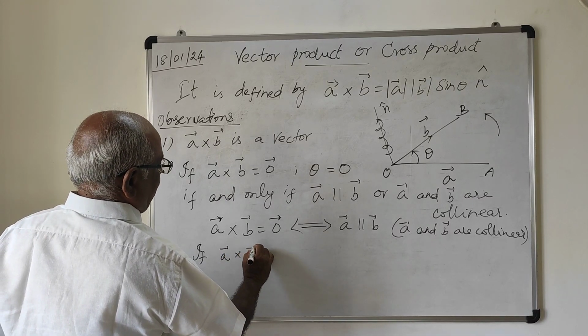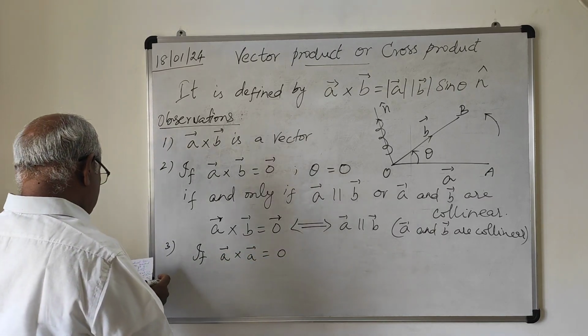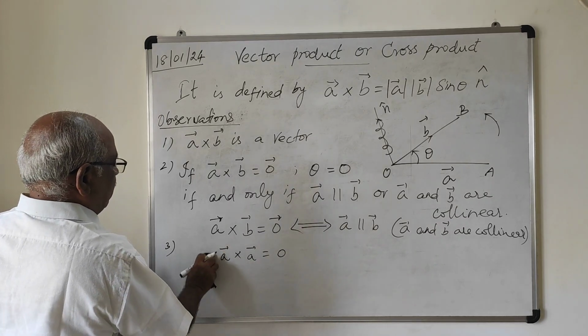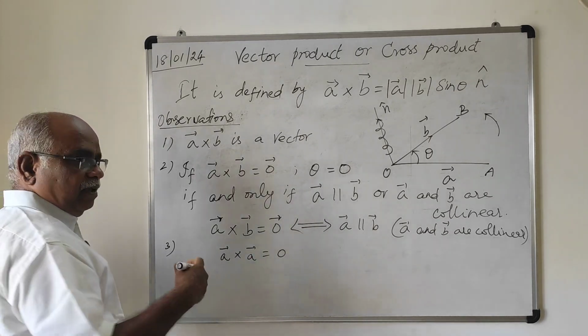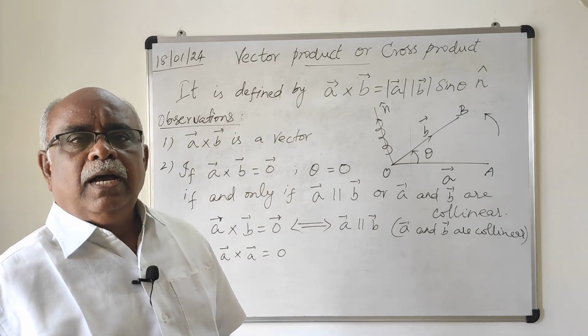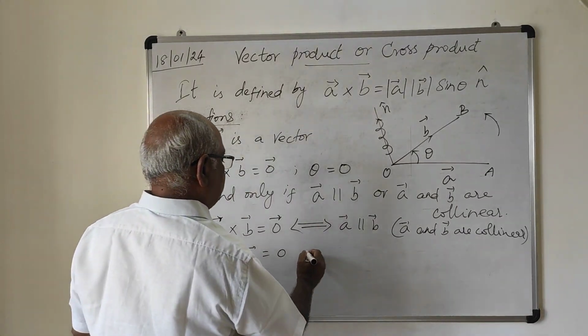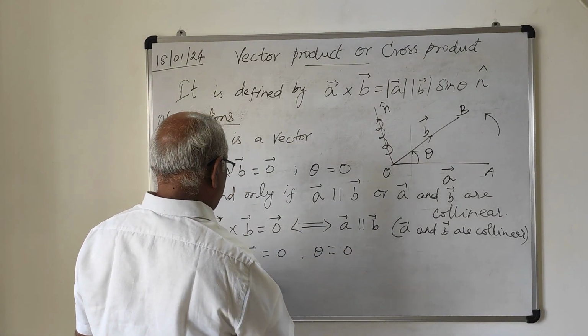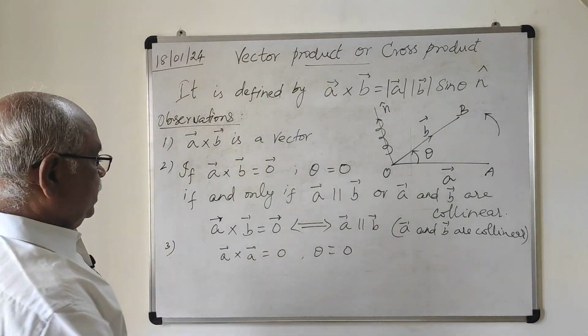If A cross A equal to 0. A cross A, it's the same vector, A and A are the same vector. Taking the cross product of a single vector, there is no theta. In this case, theta is 0, therefore A cross A is the 0 vector.